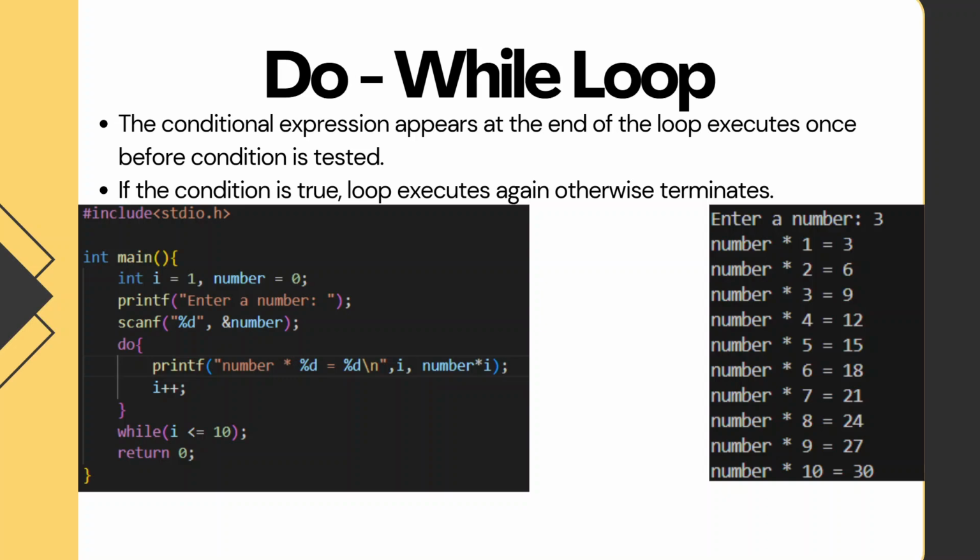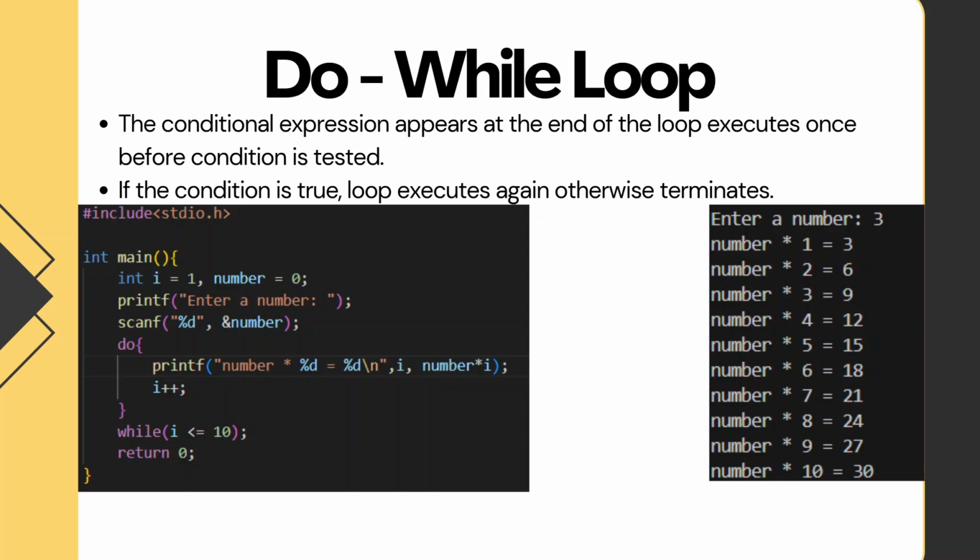Here one example is given to print the numbers from 1 to 10 using a do while loop. First we initialize i equals 1 and number equals 0. Then we print the statement, enter a number, and take the input from the user using scanf and put that number in the variable number. Then we write the statement do, and inside the curly brackets we write the executable code printf.